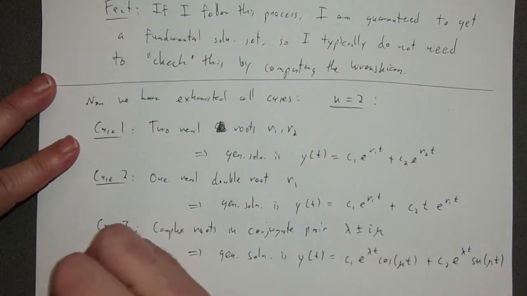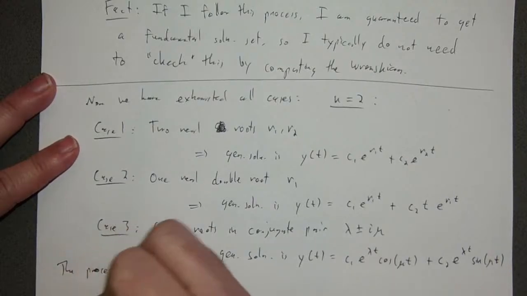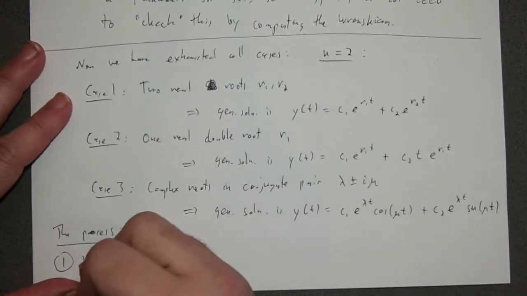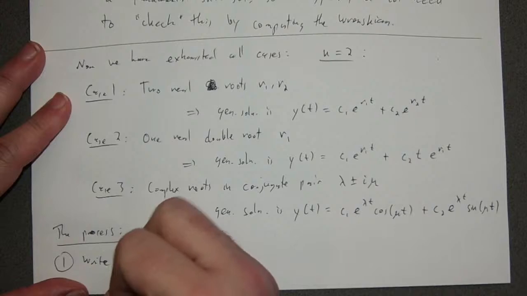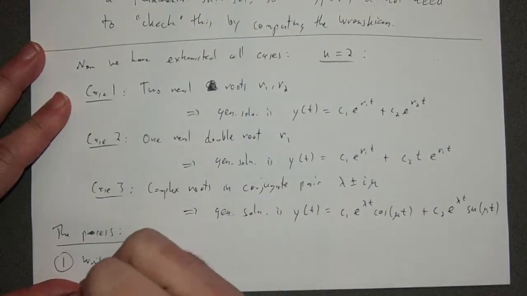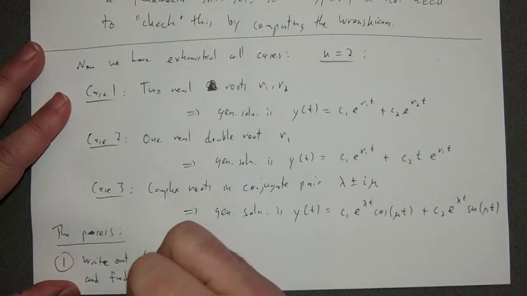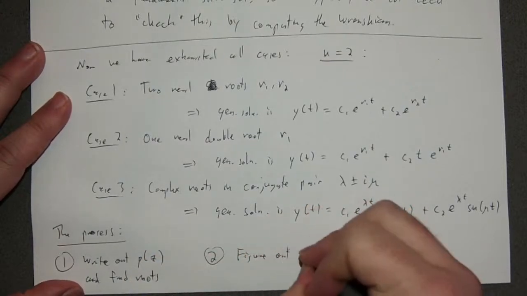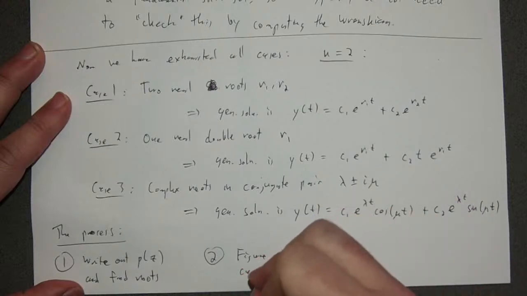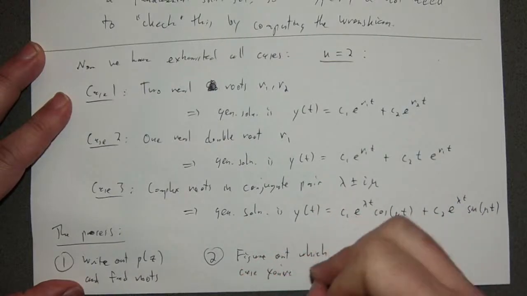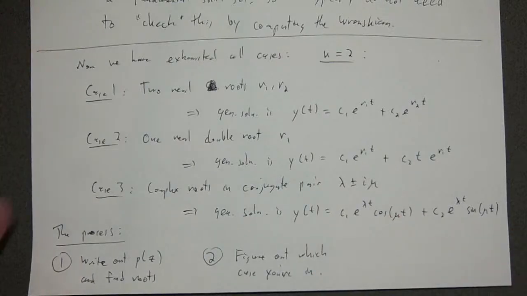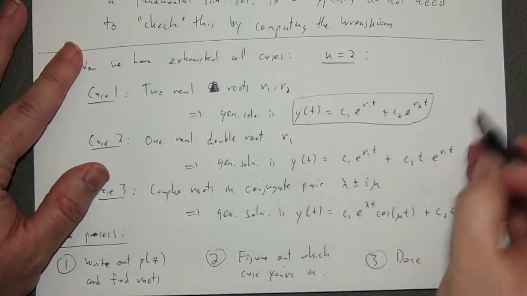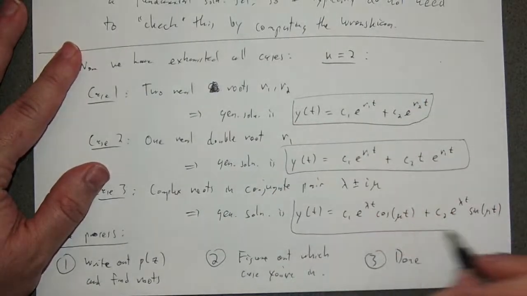So what is the process? Step 1, write out the characteristic polynomial and find its roots. Step 2, figure out which case you're in. And then you're done, right? It's one of these 3. So it's either this one, or this one, or this one.